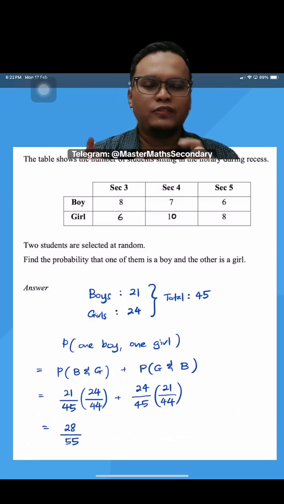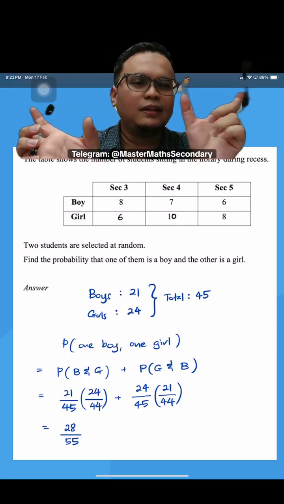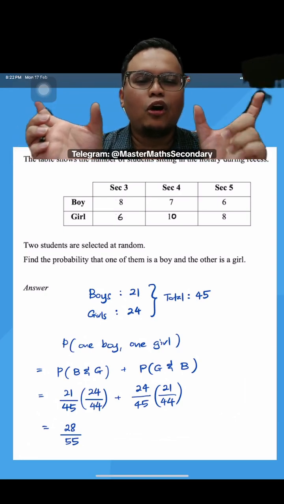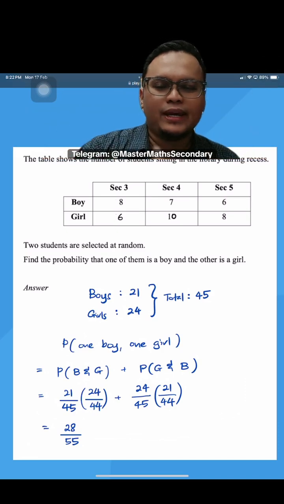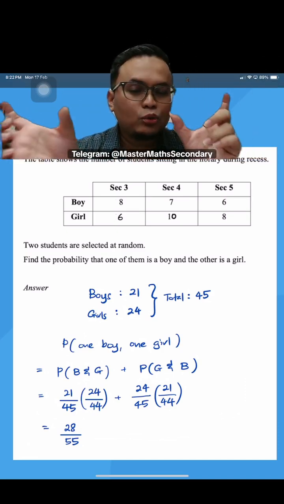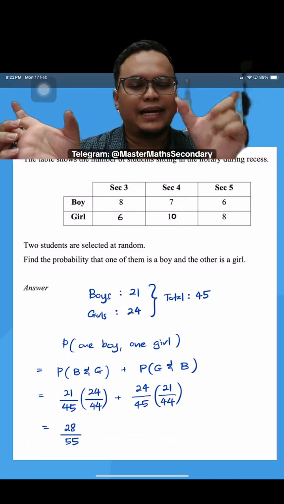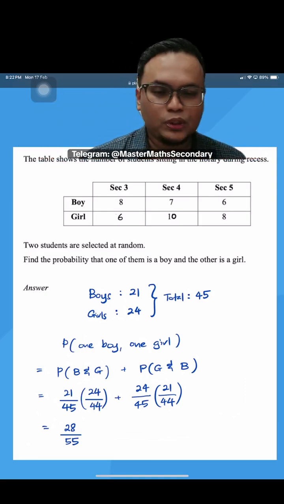Because it's either boy and girl or girl and boy, remember, in probability, when you have an or, you add. When it's an and, you multiply. So between boy and girl, you multiply. Between the 2 separate scenarios, boy and girl, girl and boy, we add, because it's either this case or this case. That's how we get our answer to be 28 over 55.